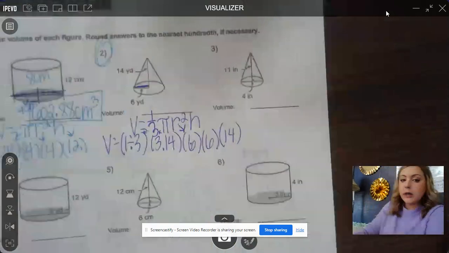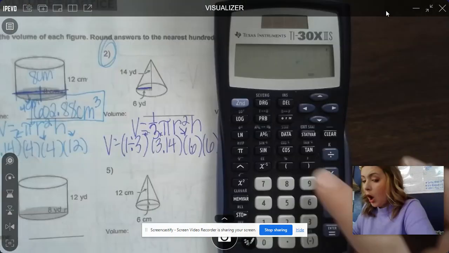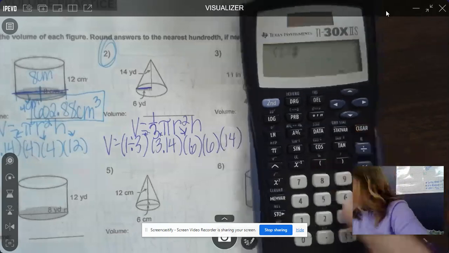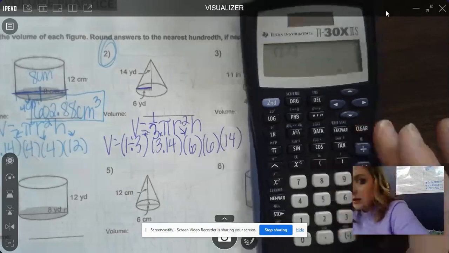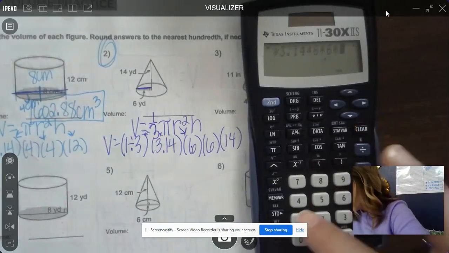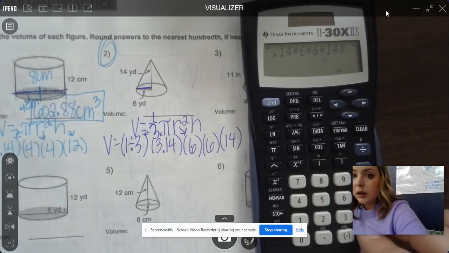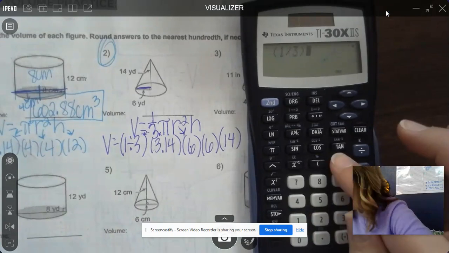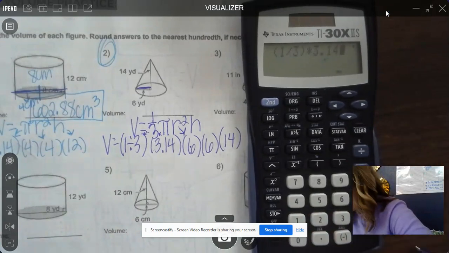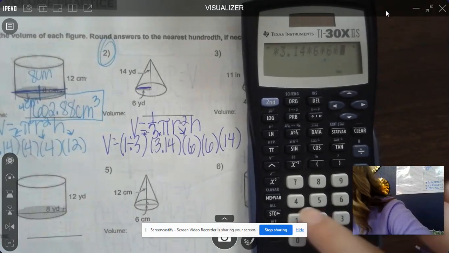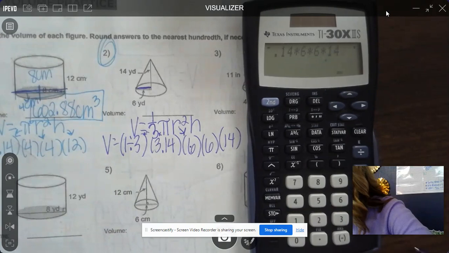And then we're going to go to our calculator and say, open parentheses, 1 divided by 3, close parentheses, times 3.14 times 6 times 6 times 14. Make sure all of that's in your calculator. Oops. I don't think I closed the parentheses. 1 divided by 3 times 3.14 times 6 times 6 times 14. There we go. All right, and we don't have to round this.